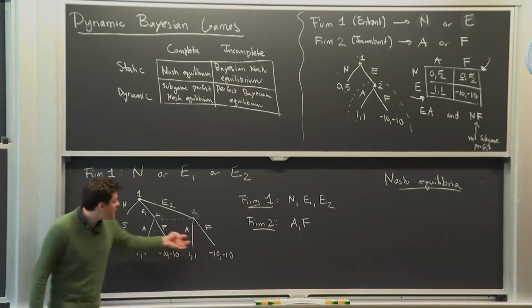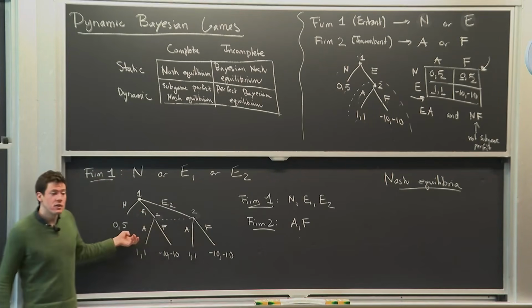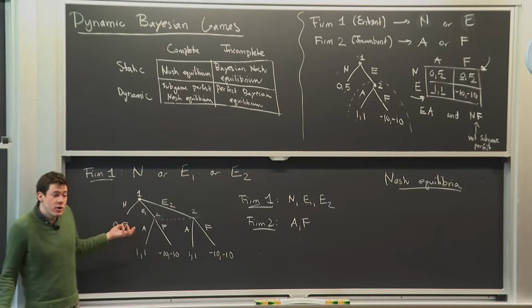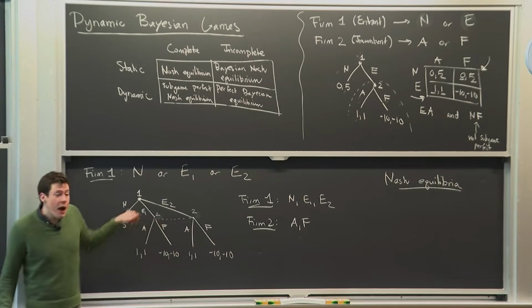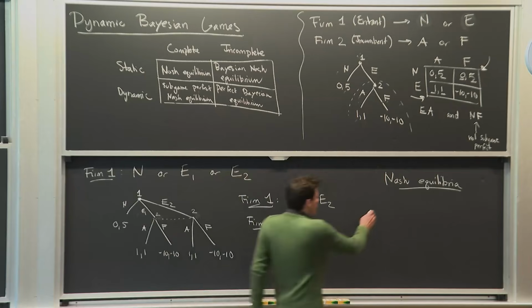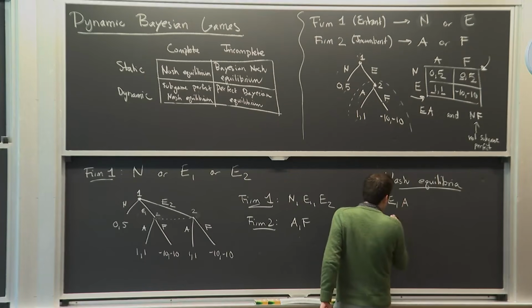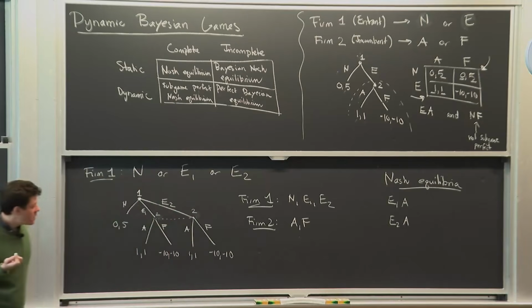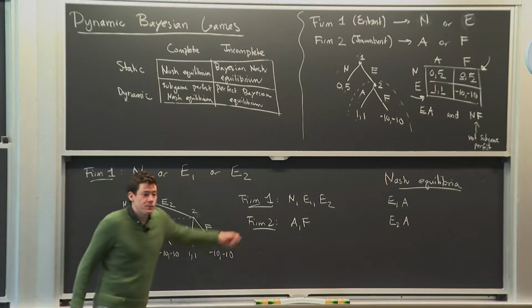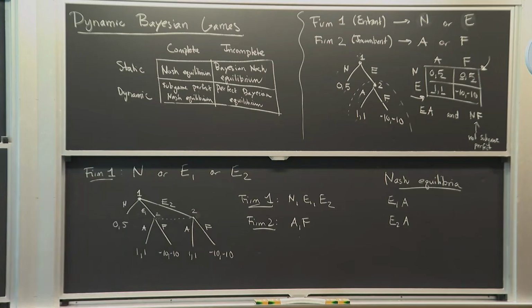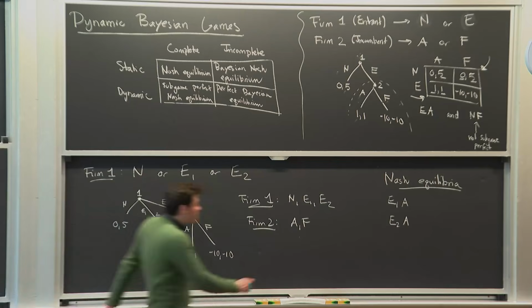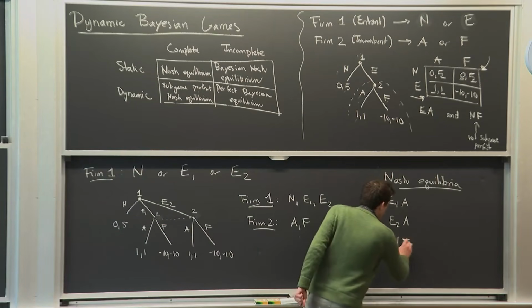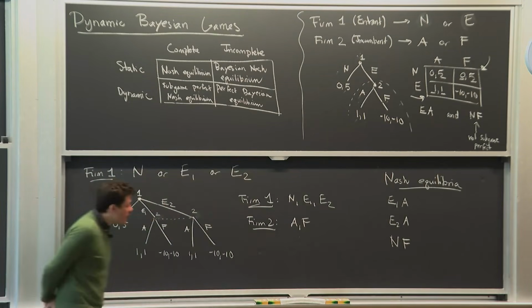So if firm 2 accommodates, what does firm 1 want to do? Yeah? E1 or E2. E1 or E2 is going to be good for them. They want to enter, and they're happy to do either one. So we're going to get E1A and E2A are both going to be Nash equilibria. Right? What if firm 2 is going to fight? What does firm 1 want to do? Yeah? Not enter, right? So now it looks kind of similar to before, but now we actually have 3 equilibria, right?